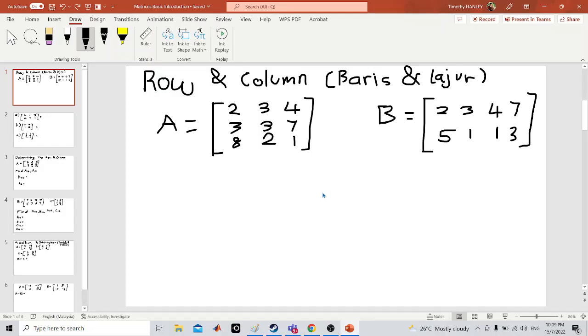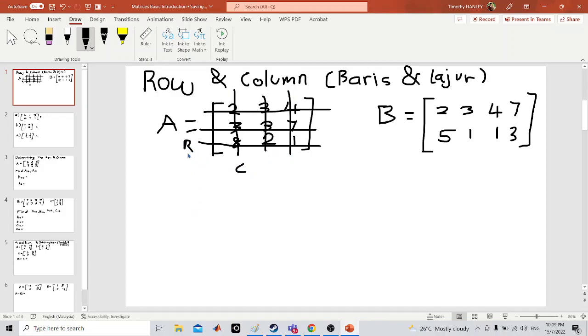Hello everyone, so today's topic is about the basics of matrix. Before we go further into this topic, we need to understand what is row and column of a matrix. To make it easy for you guys, the row is the horizontal part of the matrix and the column is the vertical part of the matrix. So this is C and this is R.